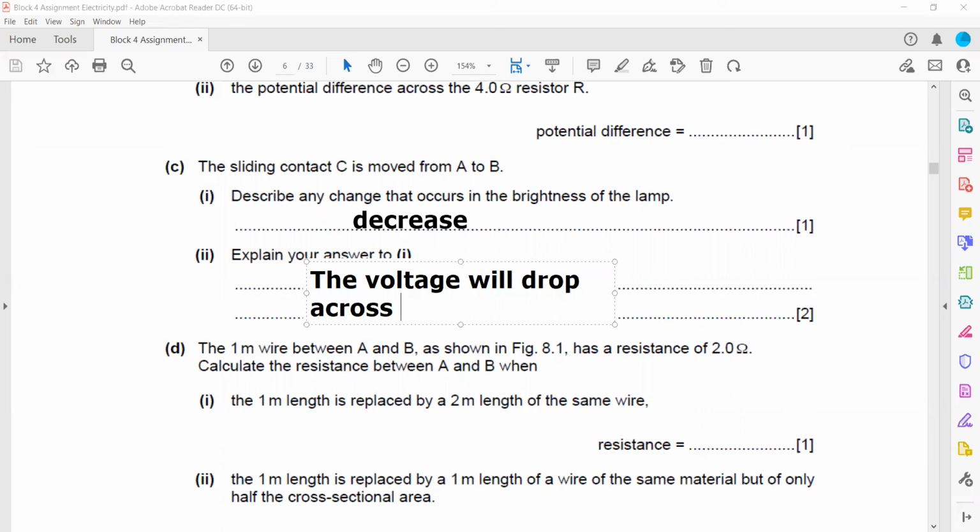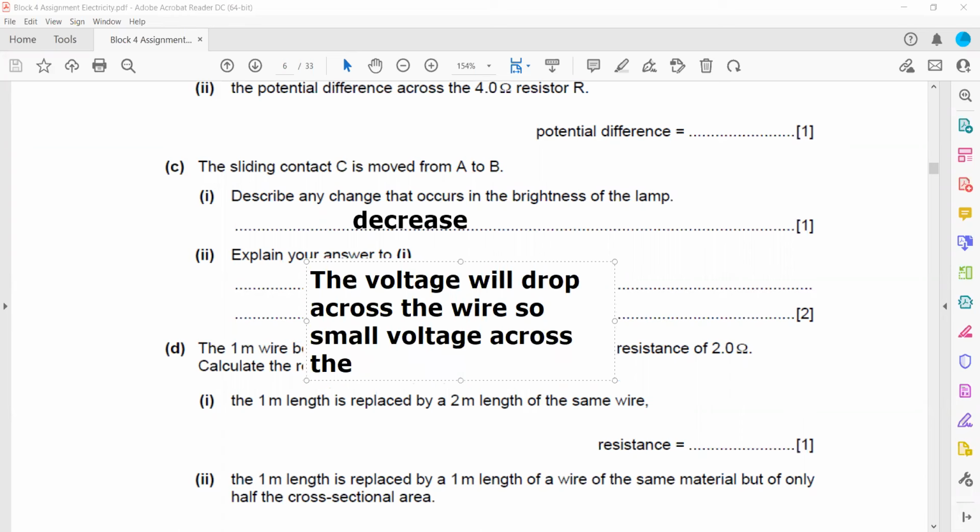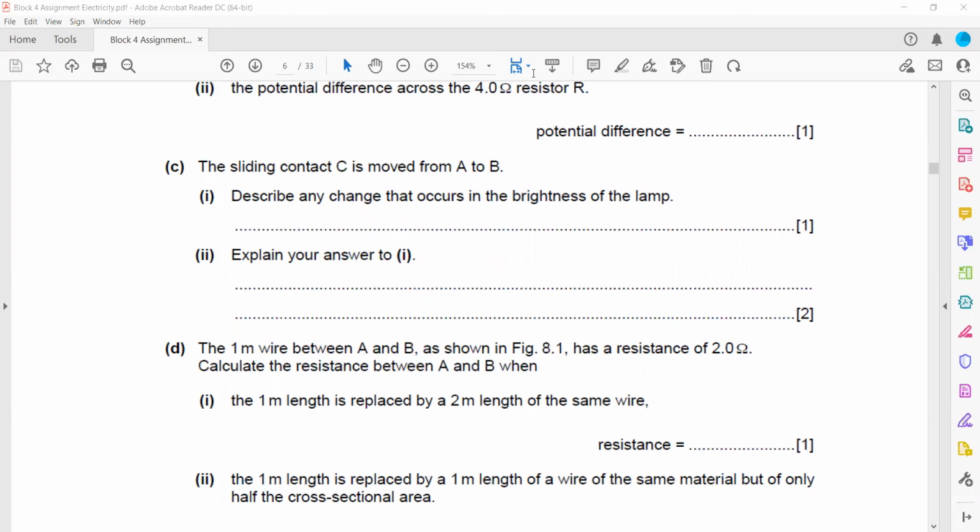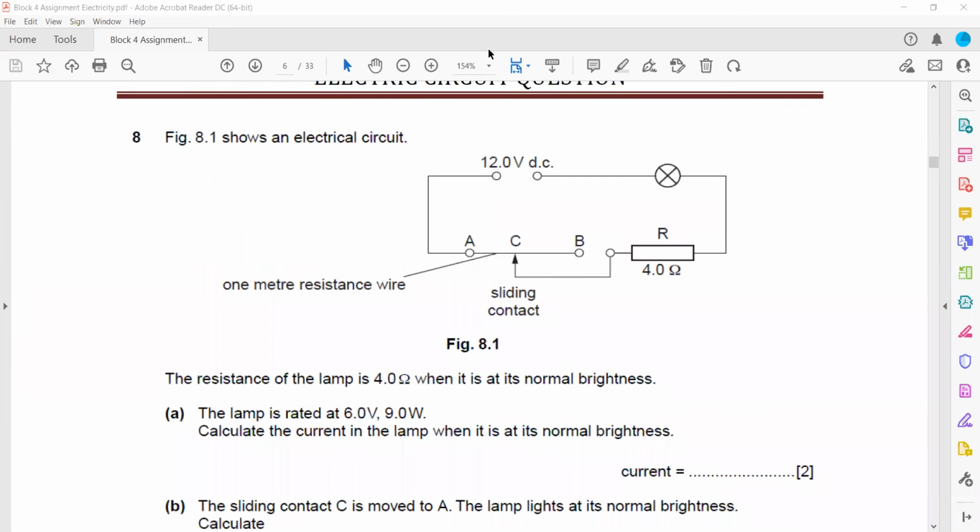across the wire. So there is a small voltage, or potential difference, across the lamp. In the beginning, as I mentioned, the sliding contact was at position A. Sliding contact means it's a movable part.